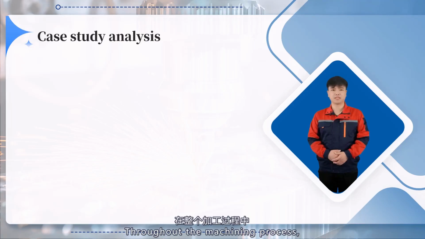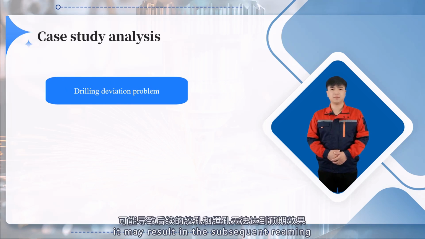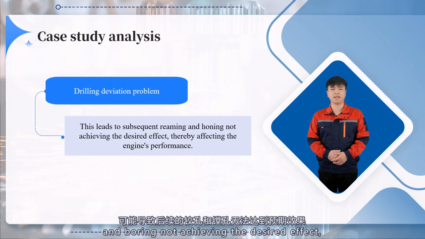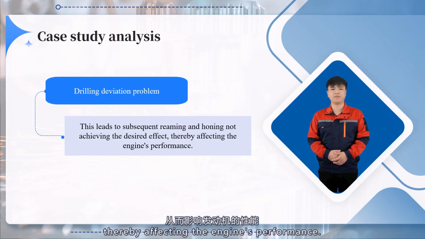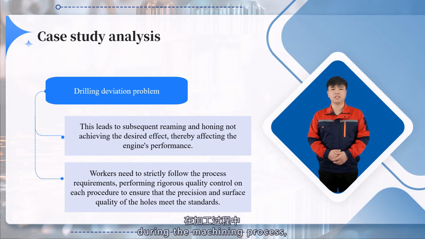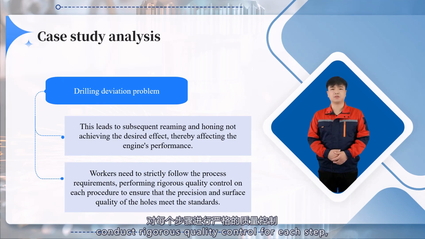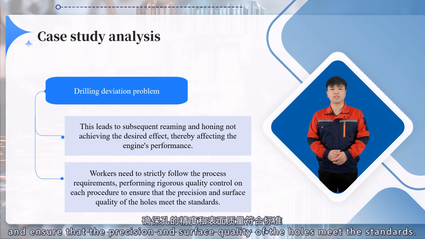Throughout the machining process, if the issue of drift occurs during drilling, it may result in the subsequent reaming and boring not achieving the desired effect, thereby affecting the engine's performance. Therefore, during the machining process, workers need to strictly follow the process requirements, conduct rigorous quality control for each step, and ensure that the precision and the surface quality of the holes meet the standards.